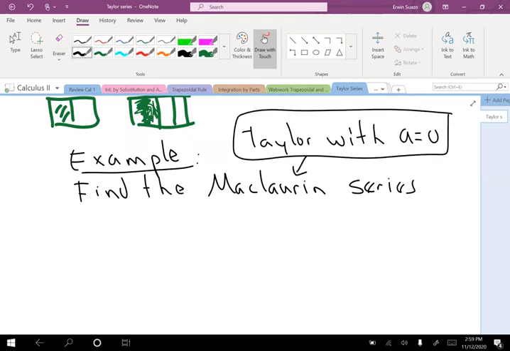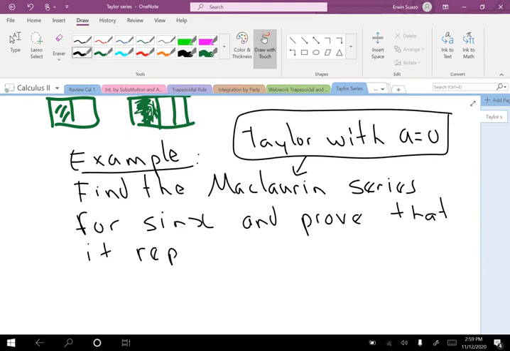This is Maclaurin. Okay. Find the Maclaurin series for sine of x, and prove that it represents sine of x for all x. Okay. So please do it.